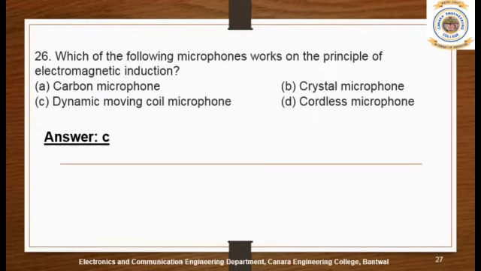Which of the following microphones works on the principle of electromagnetic induction? That is very important. Carbon microphone never works on it. Crystal, no. Cordless, no. The other one is the dynamic moving coil microphone. Whenever there is a movement, the EMF generated during the electromagnetic induction process in the microphone. So that is what we use in telephone equipment.